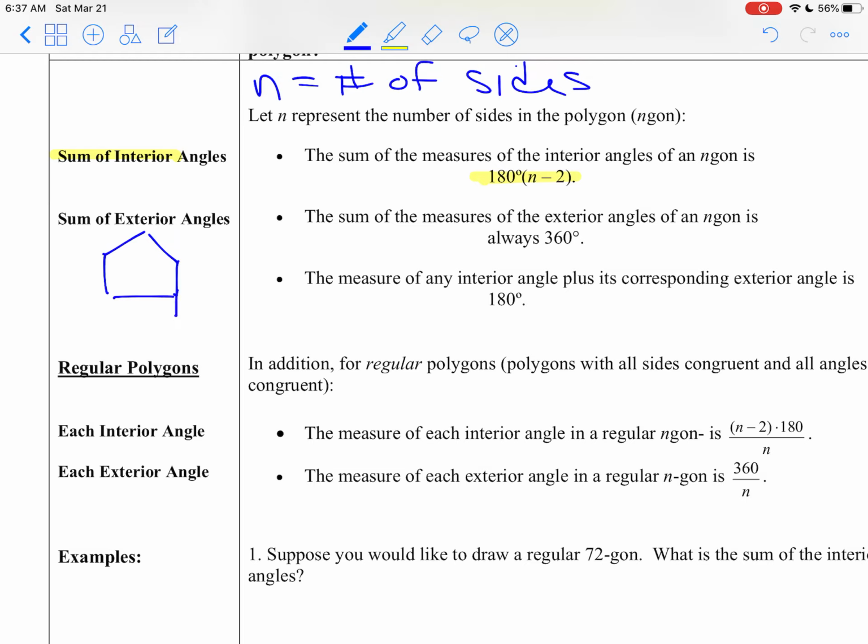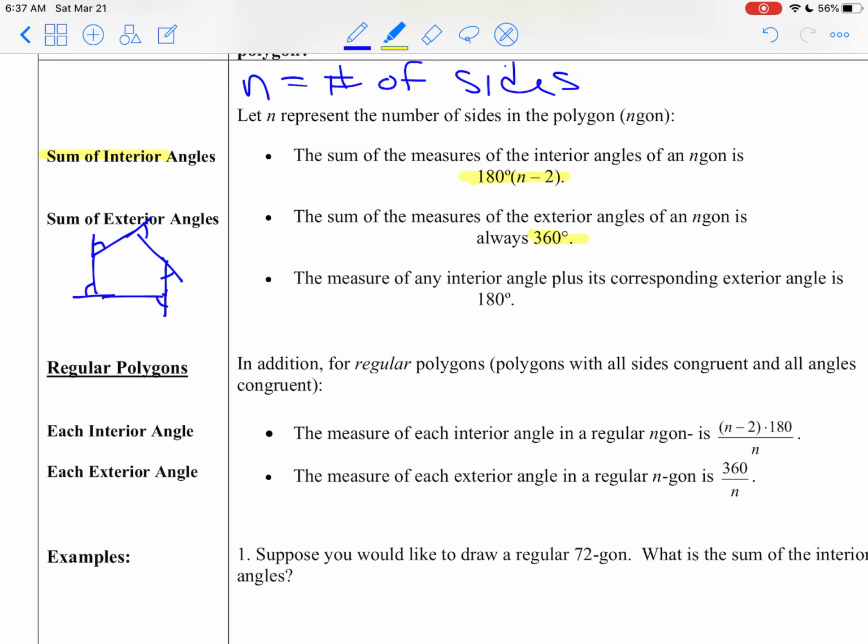For the exterior angles, I'm going to just draw a little picture here of a pentagon. If I extend each side, the exterior angles are all these ones that are formed when we extend those sides. And for all polygons, it doesn't matter the number of sides, the exterior angles always add up to be 360.